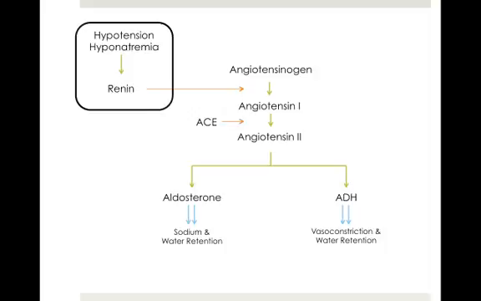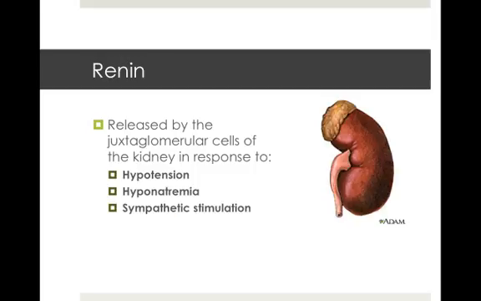We will start with the first step of the system, the activation of renin. Renin is released by the juxtaglomerular cells of the kidney in response to hypotension, which is low blood pressure, hyponatremia, which is low sodium, and/or sympathetic stimulation. All of these factors require an increase in blood pressure.